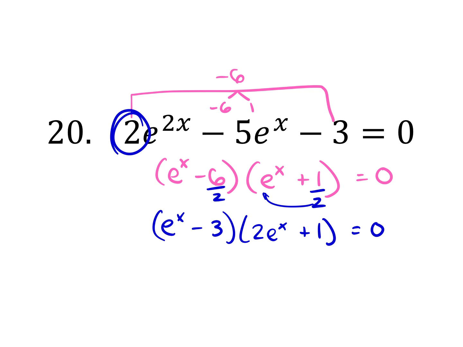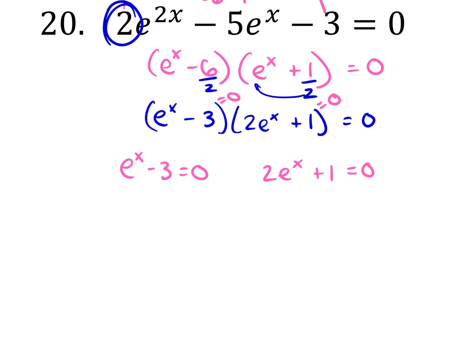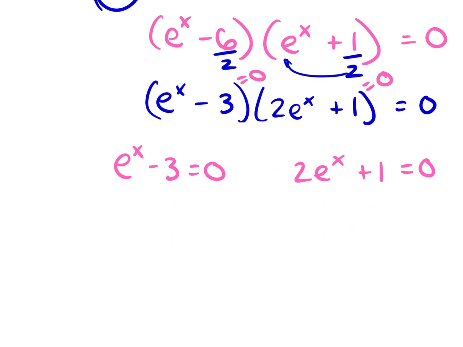From here, we're going to solve each one of these like their own separate equations. We're going to set them equal to 0. e to the power of x minus 3 equals 0. 2e to the power of x plus 1 equals 0. How would I solve the first one? e to the power of x minus 3 equals 0. We're going to add 3, move it to the other side. e to the power of x equals 3.